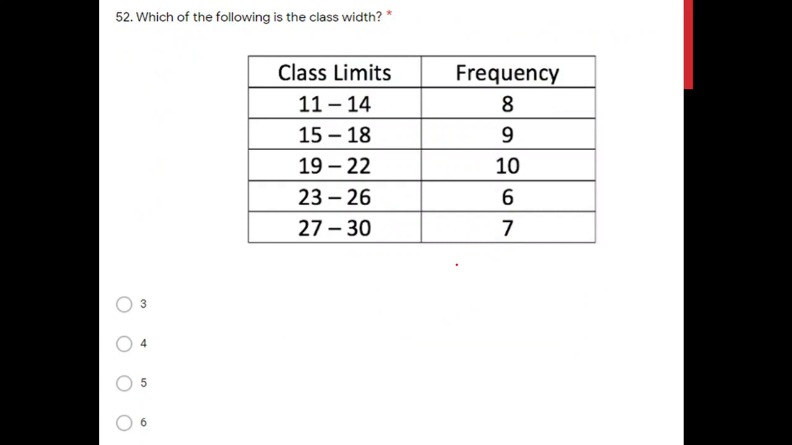Okay, so we're on statistics now. Which of the following is the class width? Now the class width is just the difference between the first class and its succeeding class. So you have 11 minus 5, that is 6... 15 minus 11, that is 4. 19 minus 15, that is 4. 23 minus 19, that is 4. 27 minus 23, that is 4.